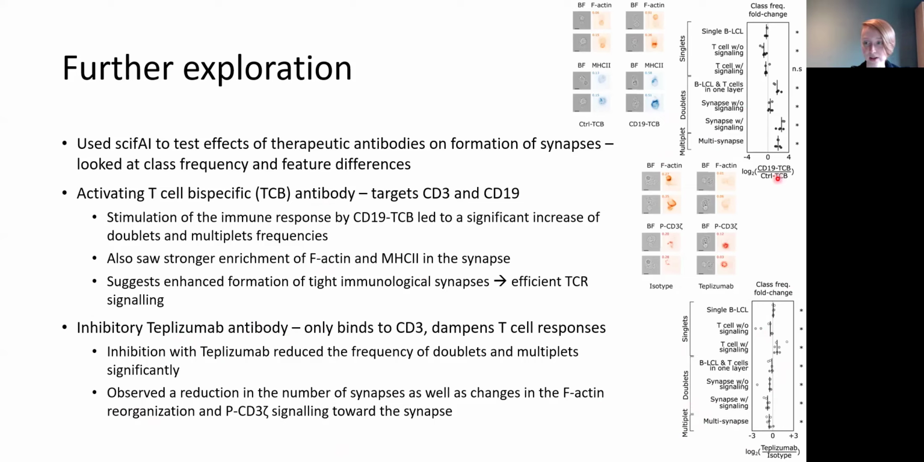Again, these look to be quite smaller changes compared to the activating one. But they also saw changes again in F-actin and this time in p-CD3 zeta signaling. So it was less focused around the synapses, as you can see up here, and in the control, and more sort of distributed throughout the cells. So as we expect from an inhibitory antibody, it looks to be inhibiting the formation of synapses with these particular markers.